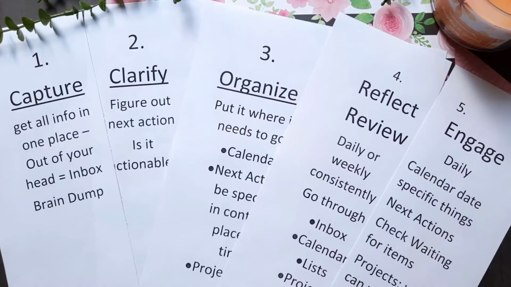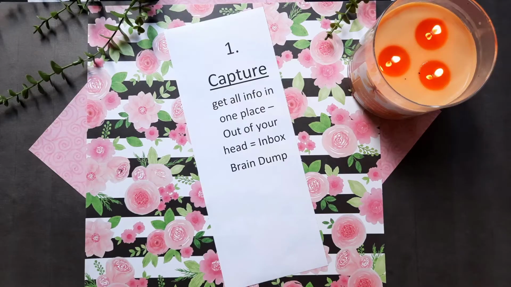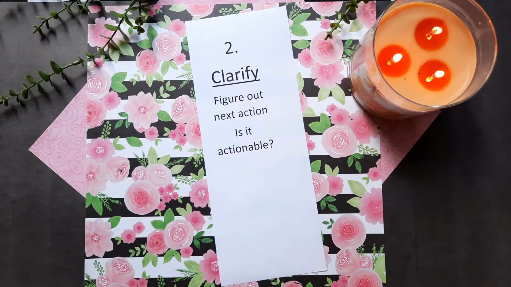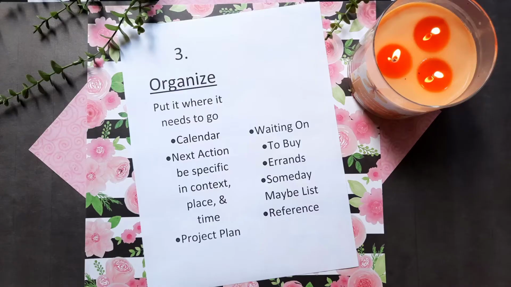You can see here that there are 5 different steps to the GTD or getting things done methodology. First, we have capture. Next is clarify. Clarify means figuring out if something is actionable or not. Do you need to do something with this information or not? The third part is to organize that. That means put it where it belongs. Schedule it, file it, do whatever needs to be done with it.